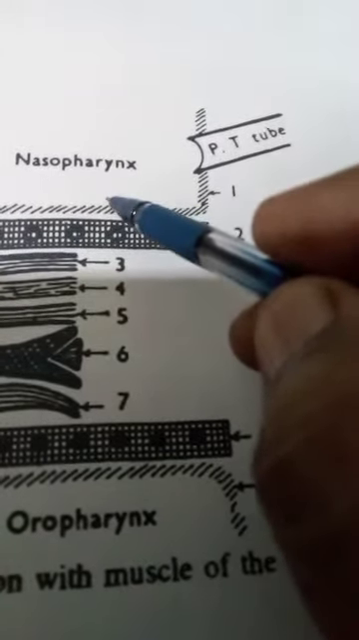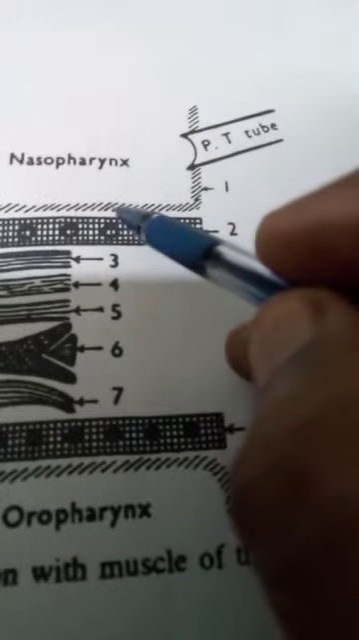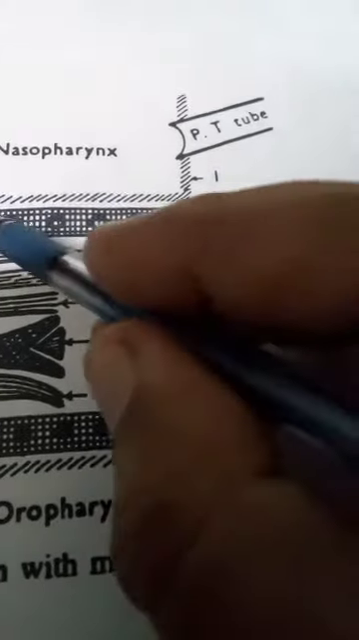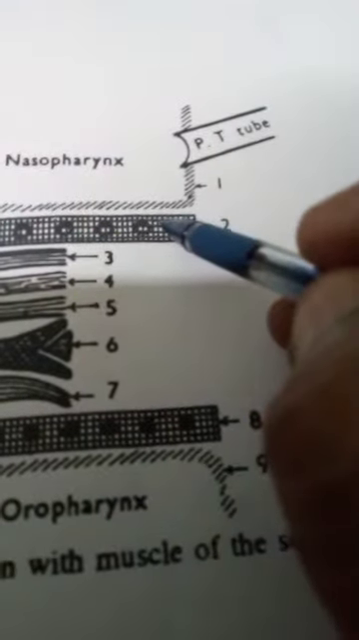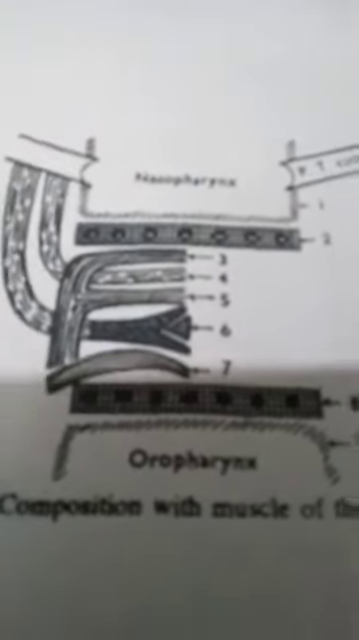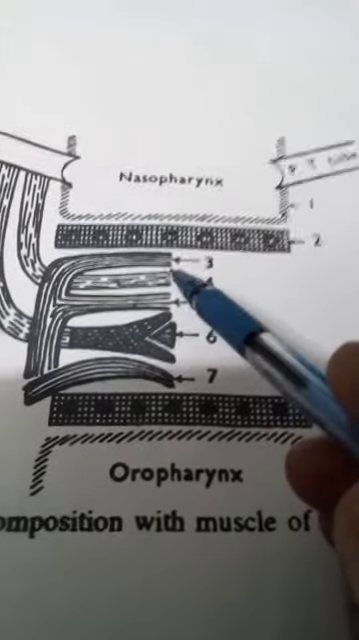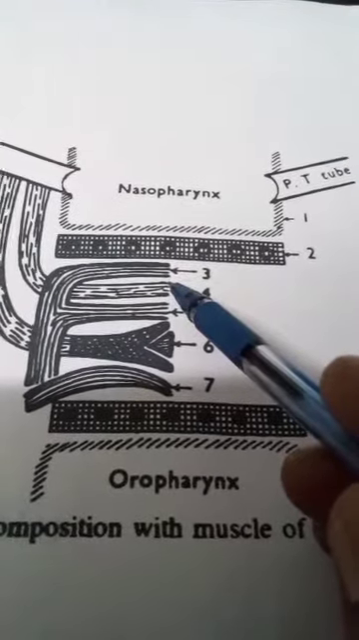After the mucous membrane from the nasal side, you will see the submucous coat with the mucous glands. Then number 3 is the posterior fasciculus of the palatopharyngeus. You see, this is the posterior fasciculus of the palatopharyngeus muscle. Number 4, we will see another muscle. The name of the muscle is levator veli palatini.